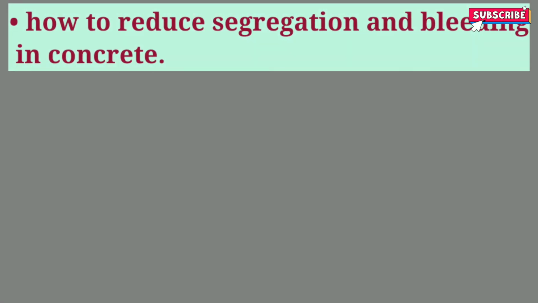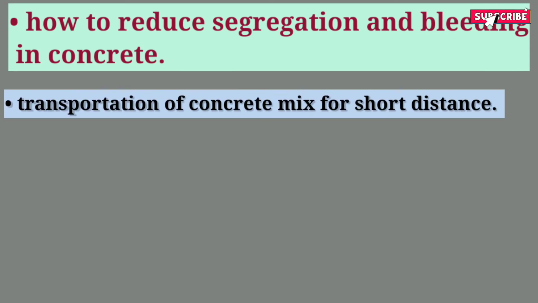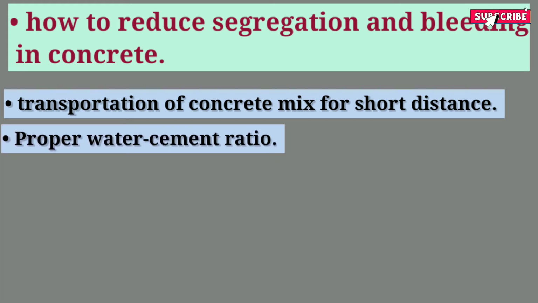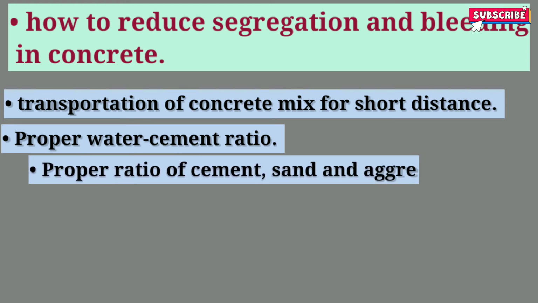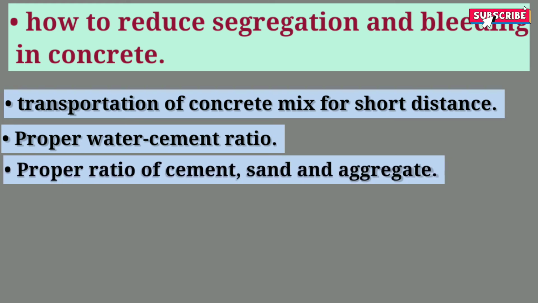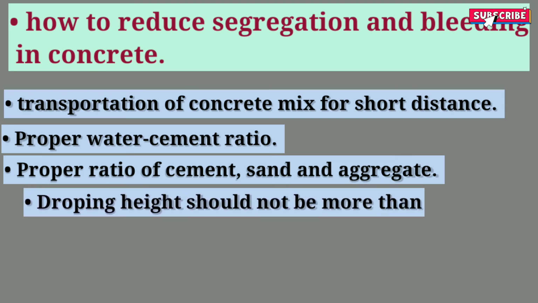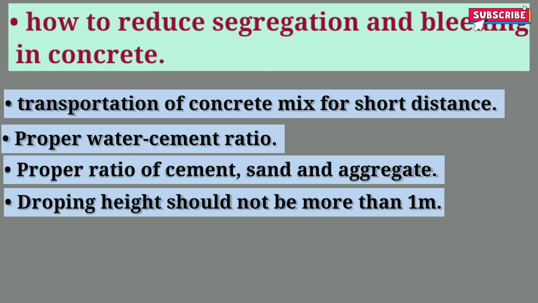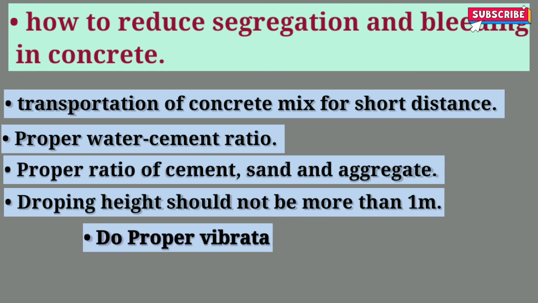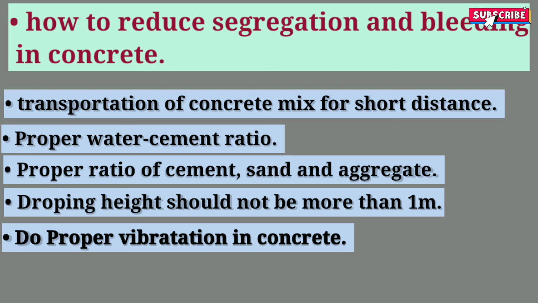The last one is how to reduce the problem of segregation and bleeding in concrete. There are different things to reduce segregation and bleeding in concrete, like transportation of concrete mix should be for a short distance, the water cement ratio should be proper, and the ratio of cement, sand and aggregate must be in proper proportion. Dropping height of concrete should not be more than 1 meter, and do proper vibration during the pouring of concrete.